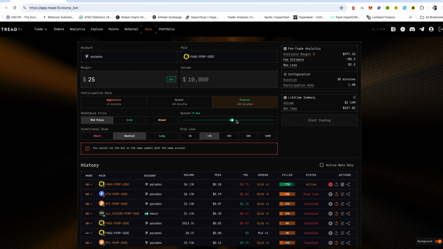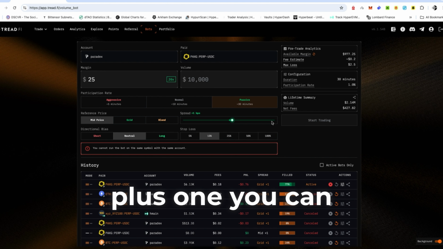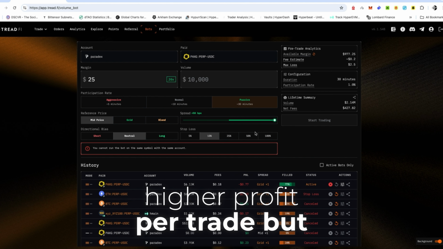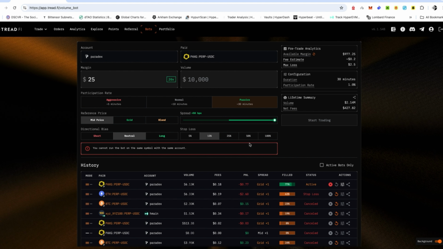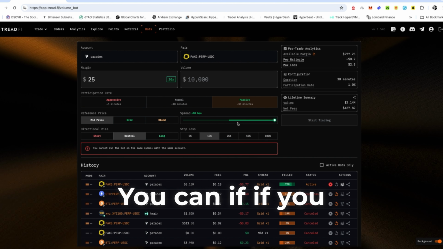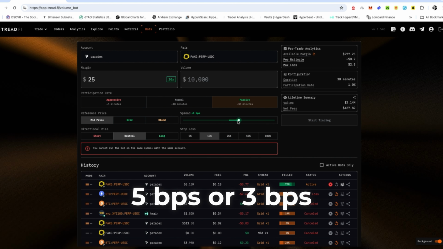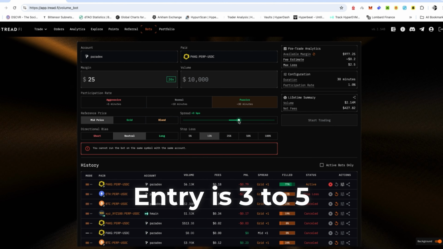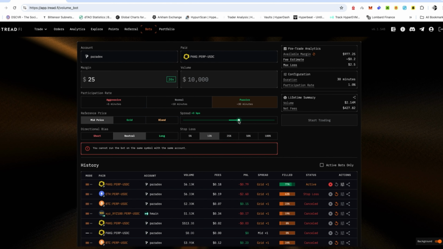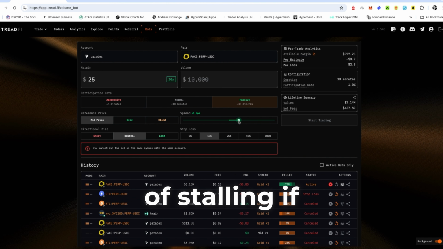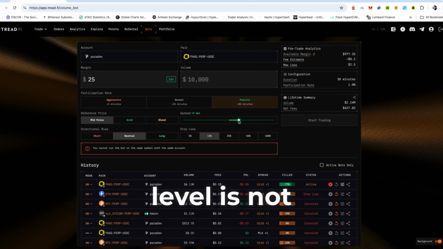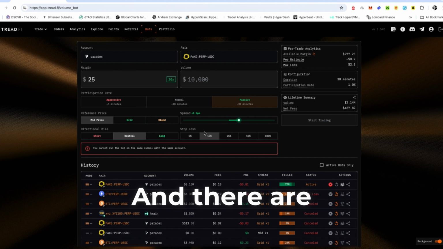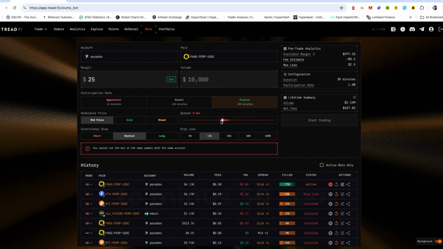There are other spread options, like from plus 1 you can go up to plus 50. Higher profit per trade but higher chance of stalling. Higher spread means if you select 5 bps or 3 bps, it will wait until your entry is 3 to 5 bps in profit before taking profit. But there is a higher chance of stalling if your profit level is not hit, and the trade moves against you.